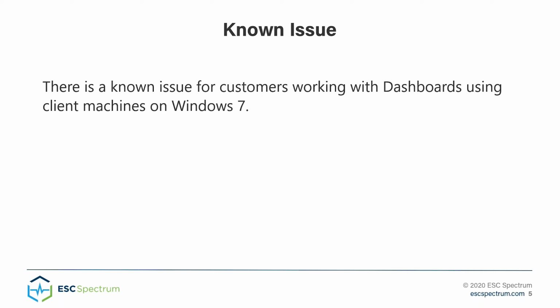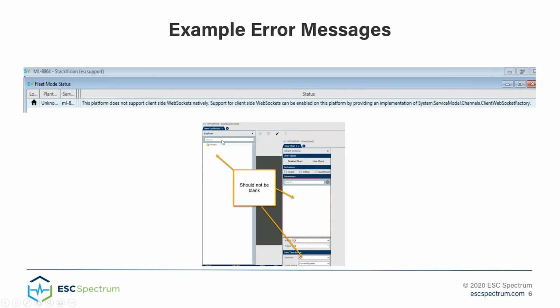So what you would end up seeing is a message similar to this. This is showing up in your fleet mode status window. Fleet mode does work, it doesn't affect that, but you would see a message similar to this, and basically your dashboards wouldn't be loading in the Explorer pane, and this also applies to charts here, so the parameters aren't loading in charts.